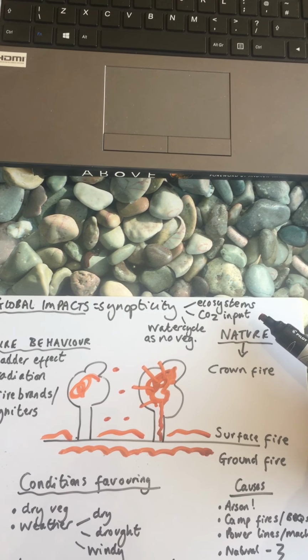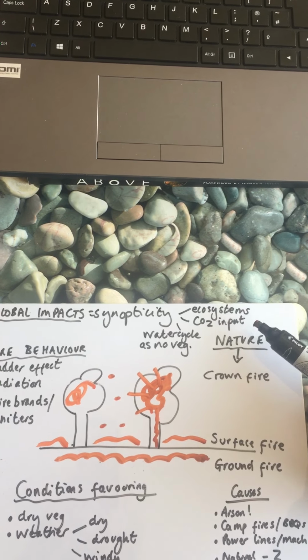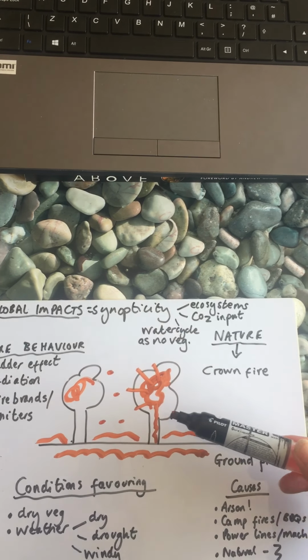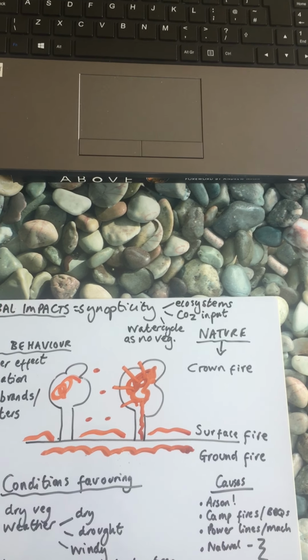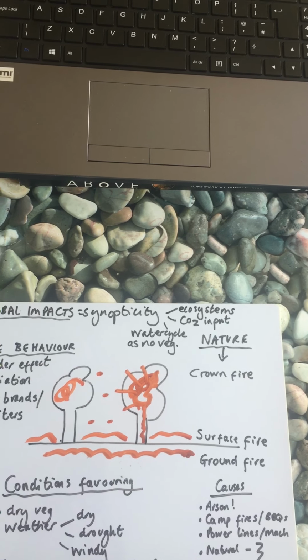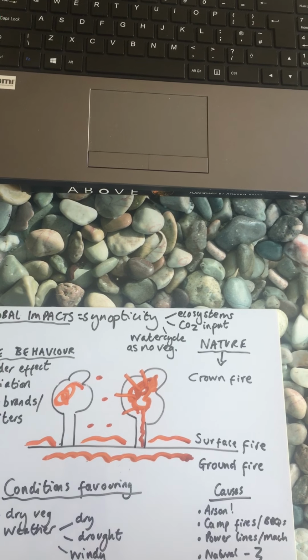Massive input of CO2 when obviously you burn a wildfire. And then it also affects the water cycle as well, because if you burn this vegetation, you've basically got no vegetation. Therefore, when it rains, the water cycle obviously reacts very, very differently. So there's big picture ideas.